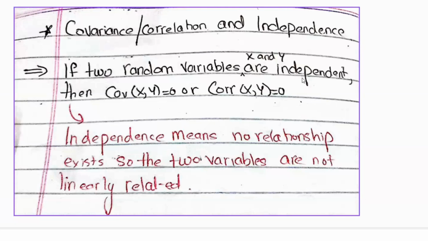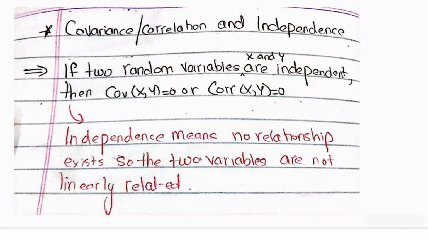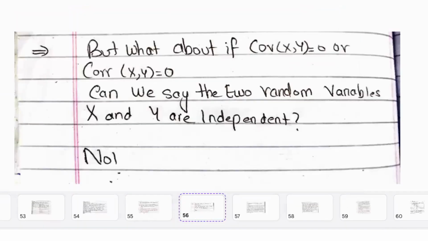So if two random variables are independent, there's no linear relationship between them. So this means the covariance or correlation is zero, because like we talked about before, covariance and correlation measure linear relationships. So if covariance and correlation is zero, that means no linear relationship. So if two random variables are independent, they're not linearly related, and hence the covariance or correlation, which measures linear relationship, is zero. But what if we look at it the other way?